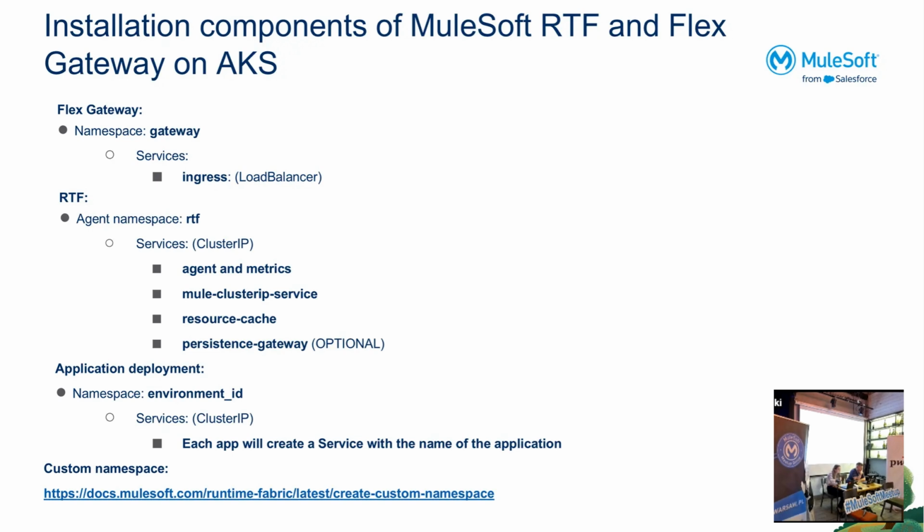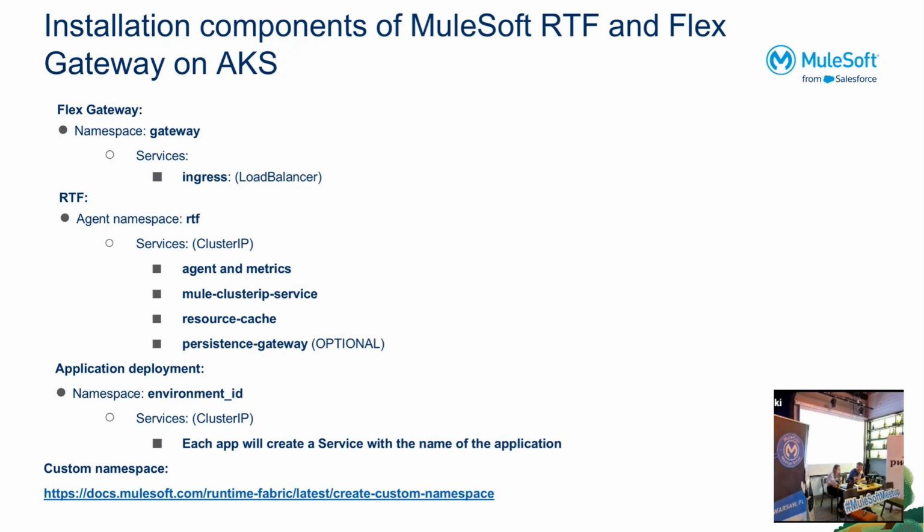For RTF, there are two main pieces, let's say. There is the agent namespace, which is by default rtf, and I suggest keeping it as the default. There are a lot of references to this namespace, so you need to be very careful when you create other things not to break it. Since it's quite self-explanatory, and not a random string of characters, it makes sense to keep it like that.